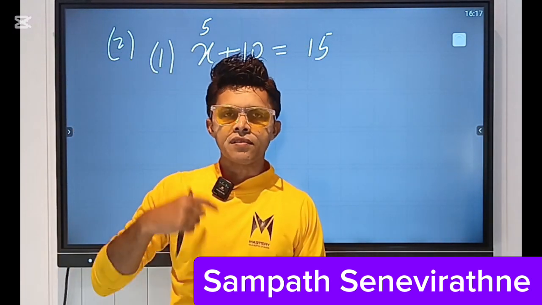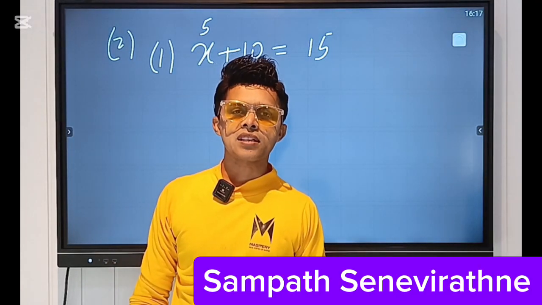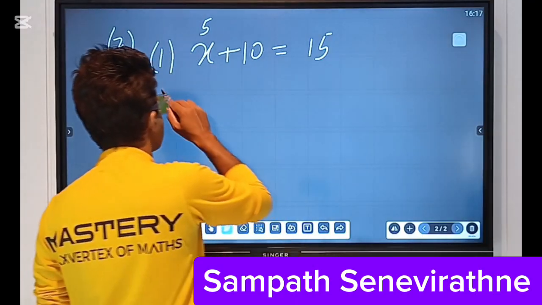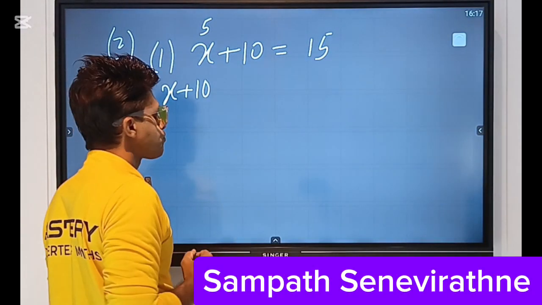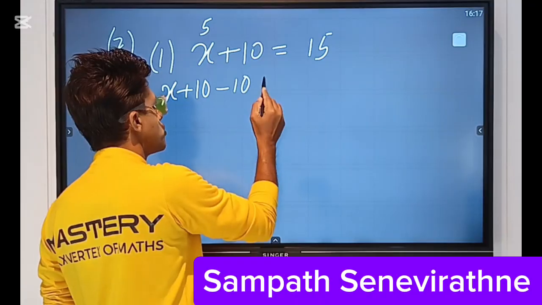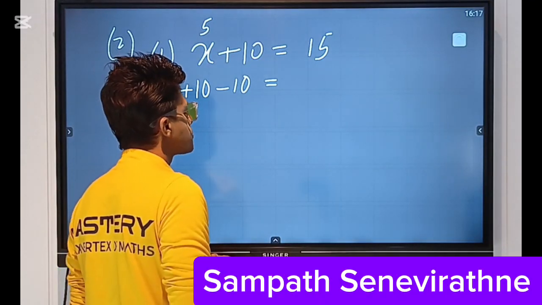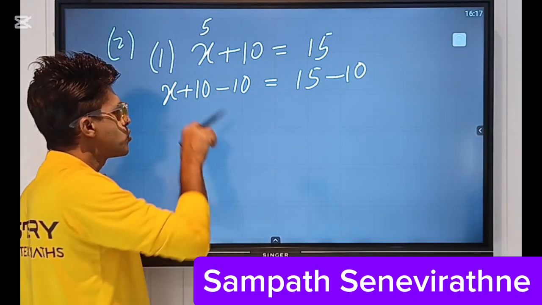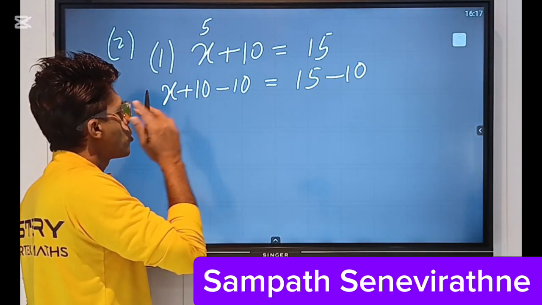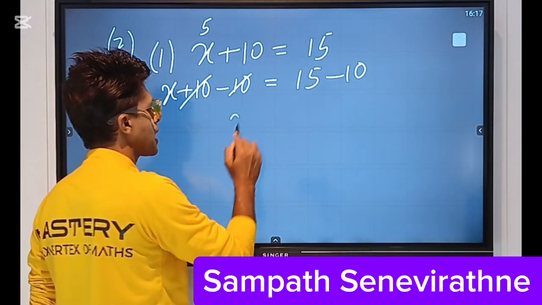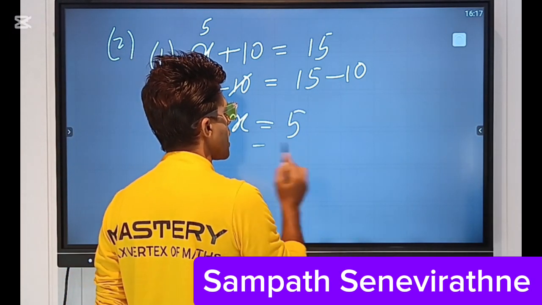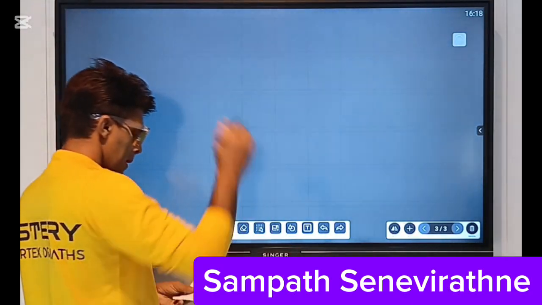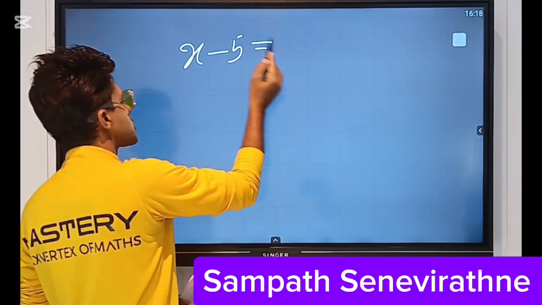But anyway, the way of obtaining the value of x here, generally in this grade, this is the way of doing this one. Here plus 10, therefore you could subtract 10 from both sides. So then plus 10 and minus 10 can be cancelled out. x equals 15 minus 10, which is 5.